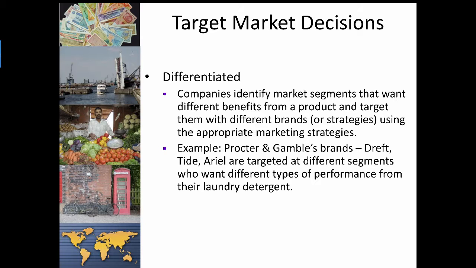When we're making target market decisions, we're looking at ways in which we should or could differentiate our product in order to meet the needs of different segments. For example, Procter & Gamble has multiple brands, Dreft, Tide, and Ariel. They're targeted to different segments who want very different types of performance for their laundry detergents. I don't think Ariel is available in this country, but you will see it on the shelves in Ireland and I believe in the UK. I strongly encourage all of you to spend some time in grocery stores, not just as you're working on the marketing planning project, but in general to understand differences.